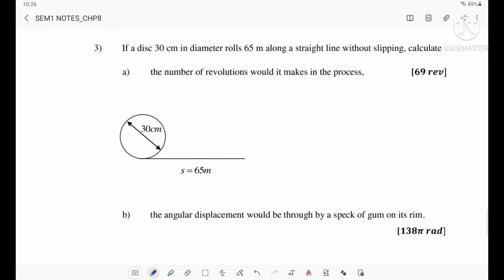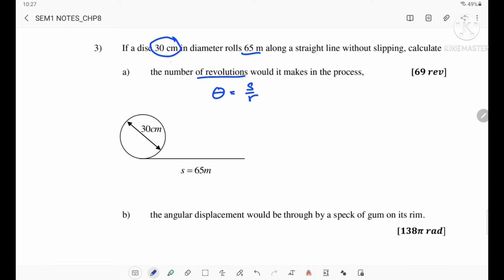So the first question is, if a disc 30 cm in diameter rolls 65 meters along a straight line without slipping, calculate the number of revolutions. So the first question, you need to calculate the theta. The number of revolutions is equal to S over R. So from the question, we have the value of the diameter, so convert to meters first in SI unit.